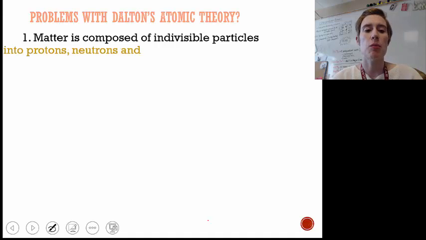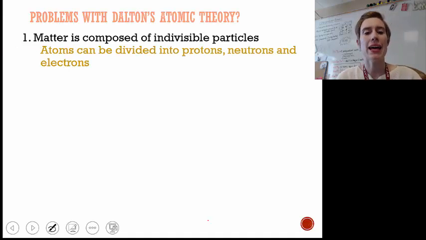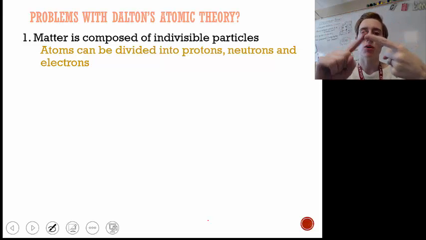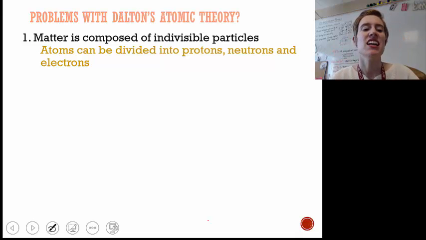The first thing he came up with is wrong. Atoms are not tiny little BB guns. They can be divided, right? They can be divided into what 3 things? Protons, neutrons, and electrons, right? So he got that wrong, which means Democritus also got that wrong. That's why you don't plagiarize, people.